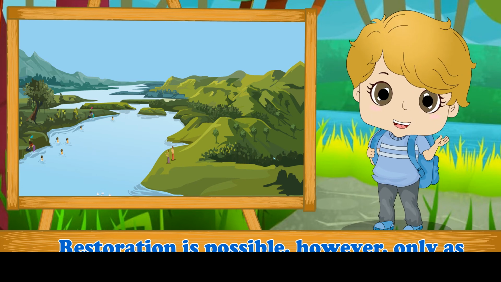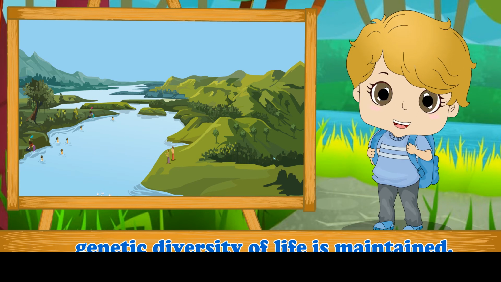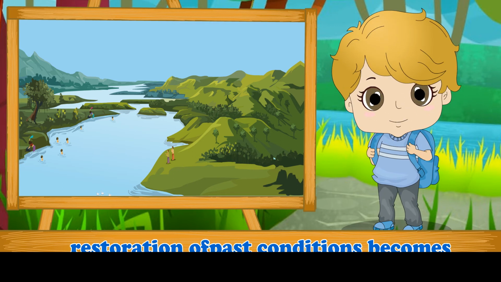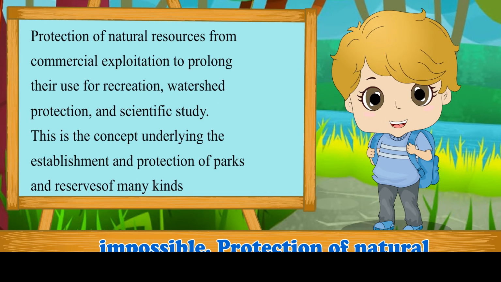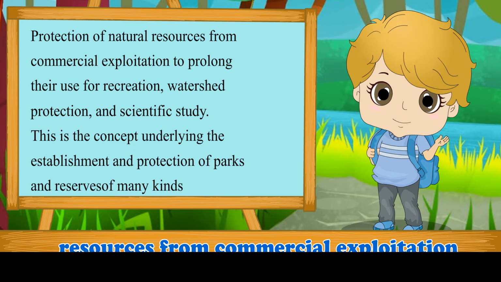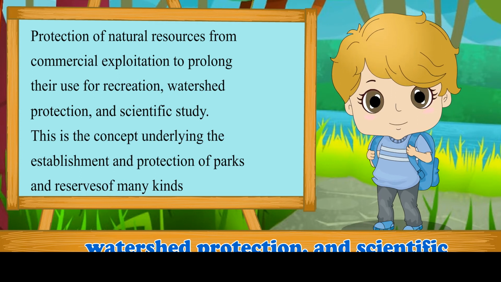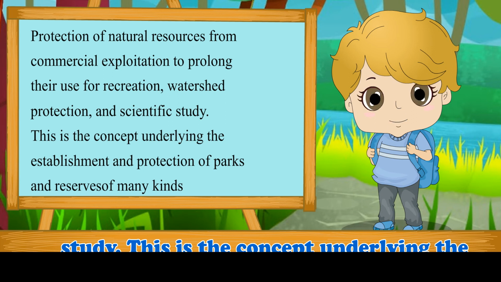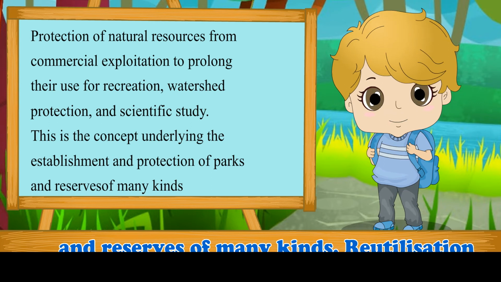Restoration is possible, however, only as long as species are protected and the genetic diversity of life is maintained. When species become extinct, the restoration of past conditions becomes impossible. Protection. Protection of natural resources from commercial exploitation to prolong their use for recreation, watershed protection, and scientific study. This is the concept underlying the establishment and protection of parks and reserves of many kinds.